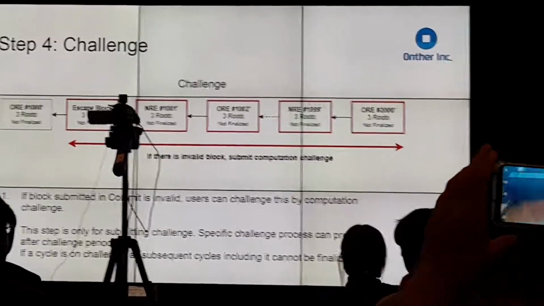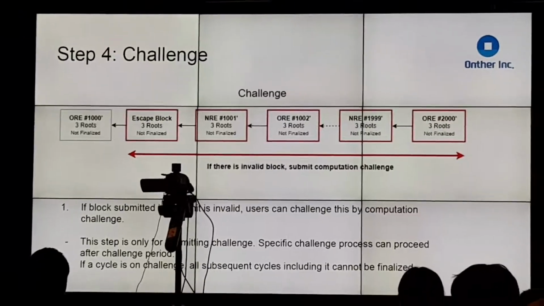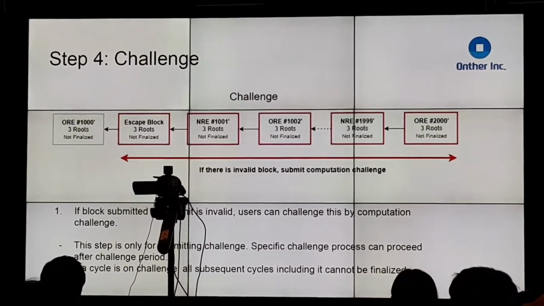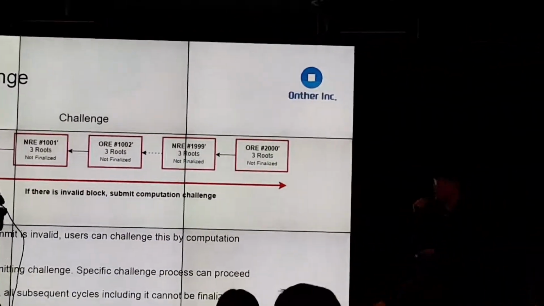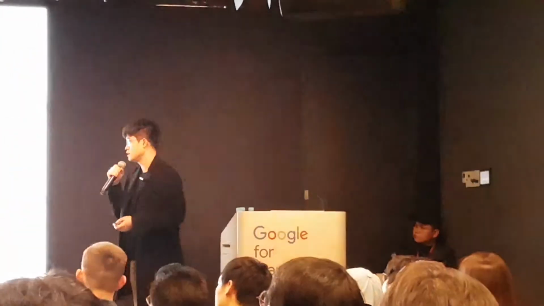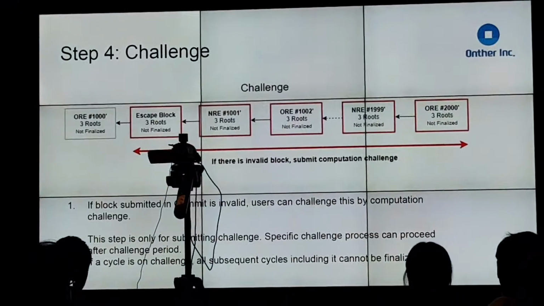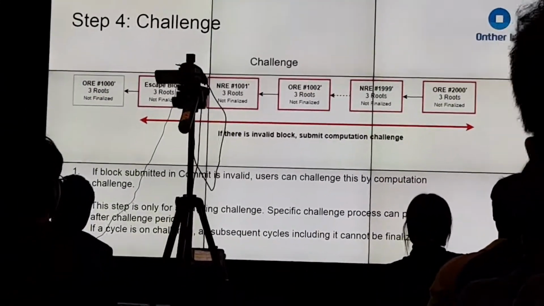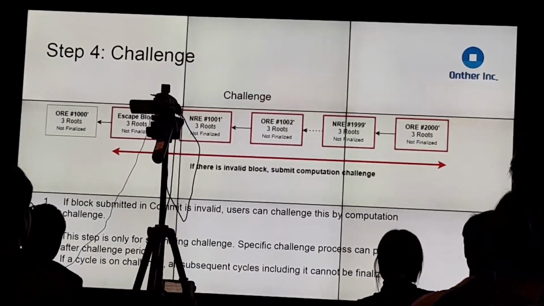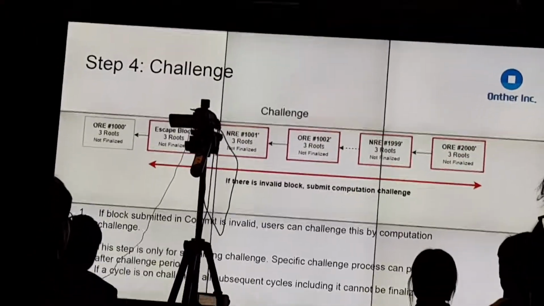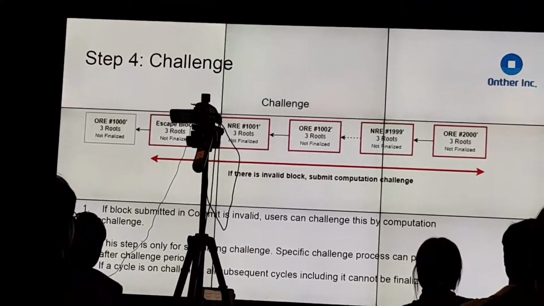And last step is a challenge. Operator can submit invalid blocks in commit step and can withhold the data. But in this case, users can challenge because they all know what the block data is in pre-commit step. So they can challenge in this period.